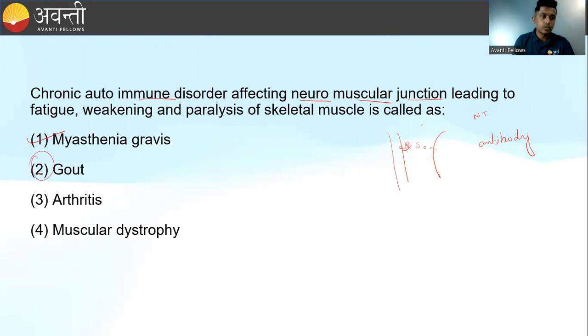Whereas gout is not at all related to neuromuscular junction disorder. Arthritis is the degeneration. Even arthritis is also an autoimmune disease, but here the degradation of bone cells will take place. And then you have your muscular dystrophy. In muscular dystrophy, what happens is it's a loss of muscles because of a genetic disorder. So that is why muscular dystrophy is not an option.